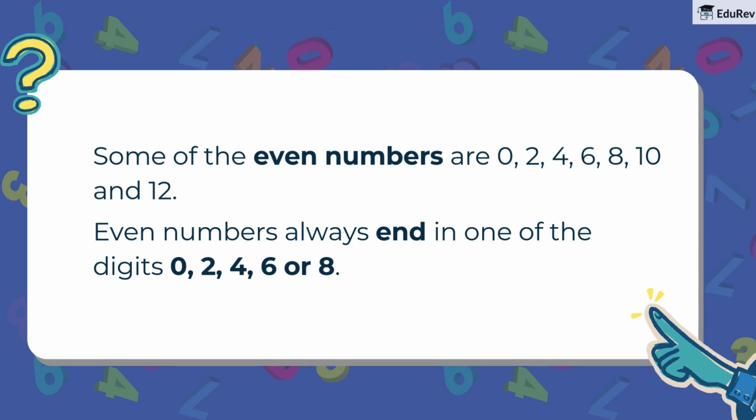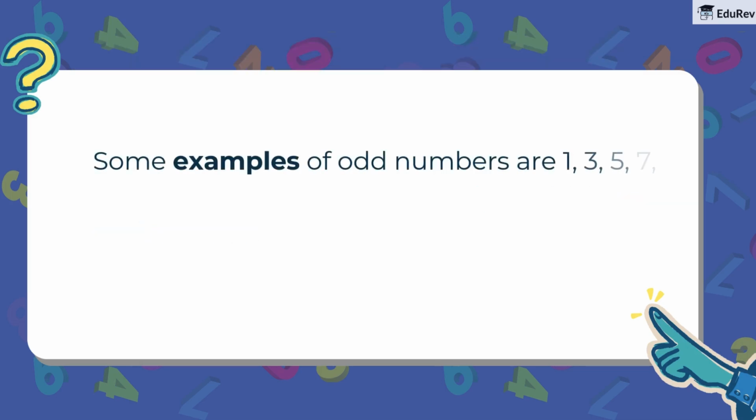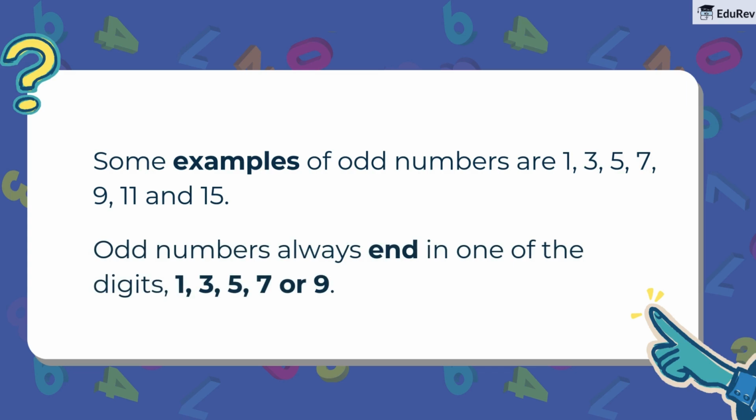On the other hand, a number that is not a multiple of 2 is an odd number. Some examples of odd numbers are 1, 3, 5, 7, 9, 11, and 15. Odd numbers always end in one of the digits 1, 3, 5, 7, or 9.